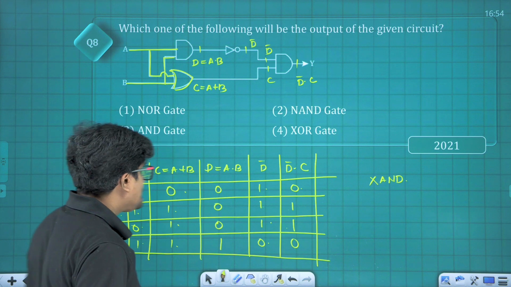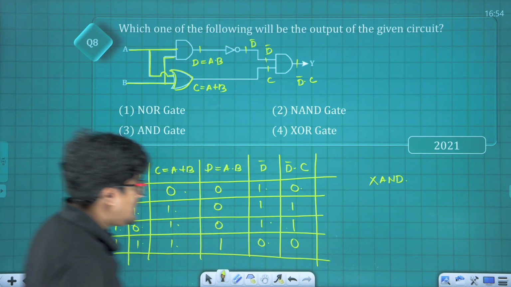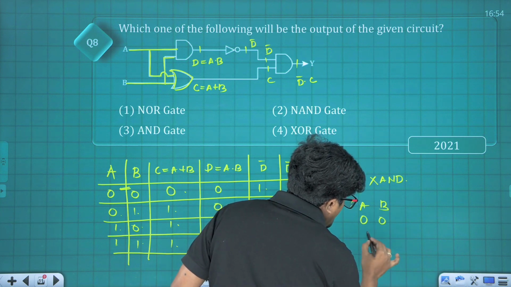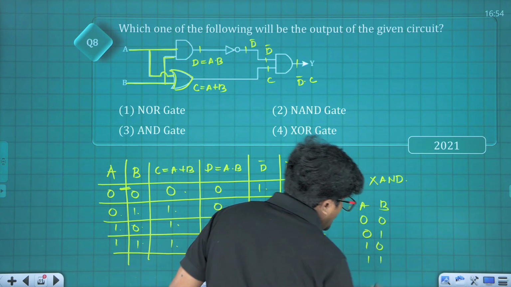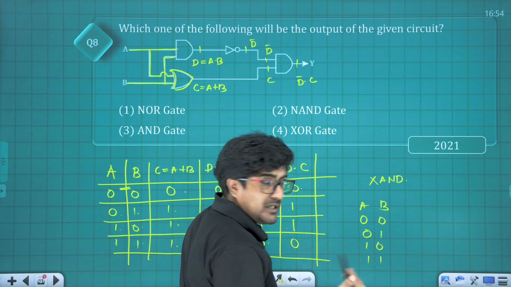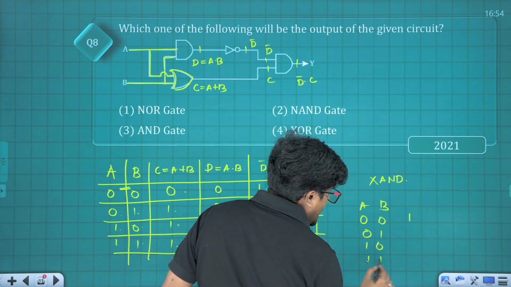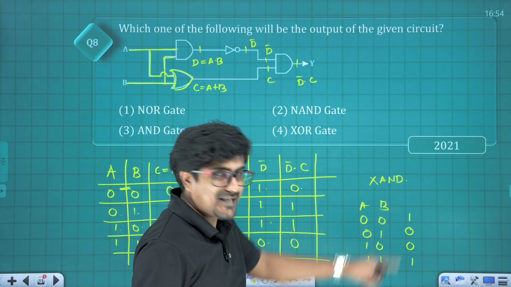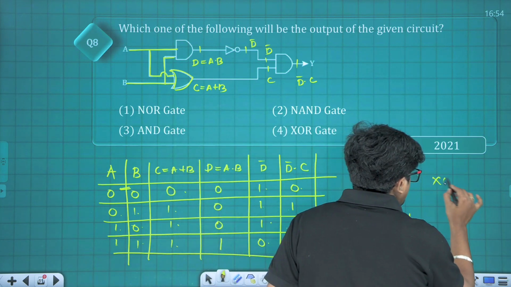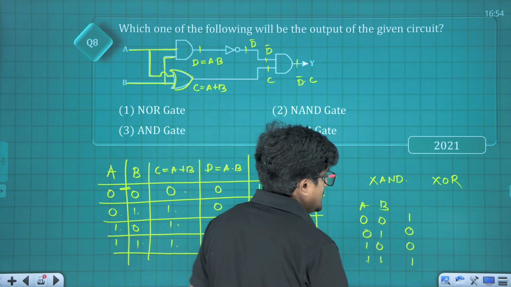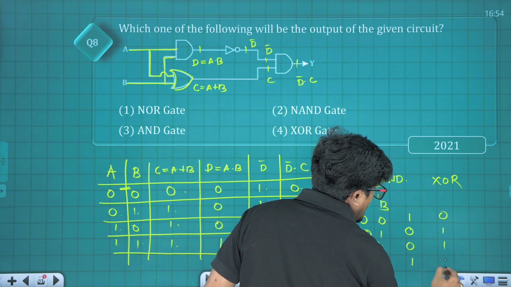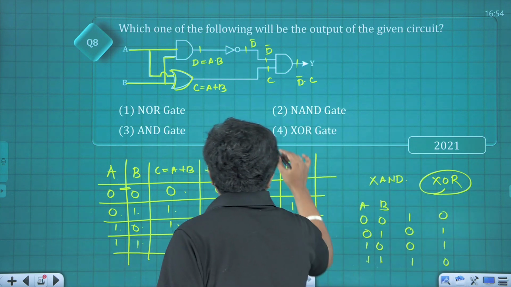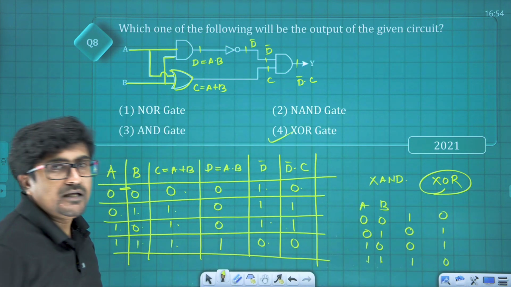For XNOR, if both the inputs are the same, for example here A, B: 0, 0, 0, 1, 1, 0, 1, 1. A and B are having the same input, so it's supposed to be 1 here. Again, A and B having the same input, it's supposed to be 1 here, rest 0. So this is XNOR, and XOR is the inverse of this, that is 0, 1, 1, 0, and I am having 0, 1, 1, 0. That means this is the XOR gate. Option 4 needs to be the correct answer here.